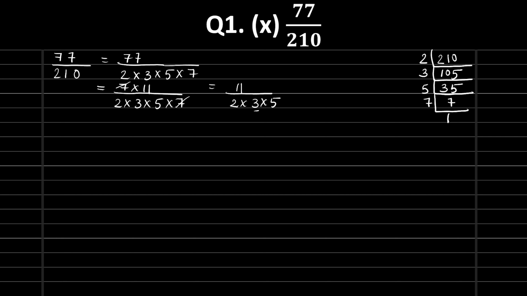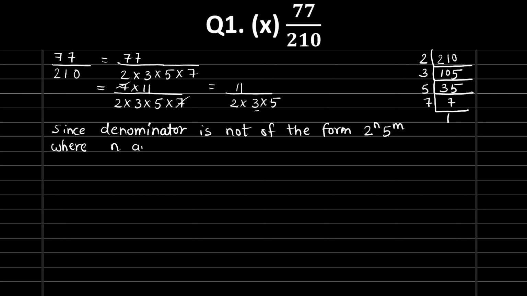So therefore, we will write down, since the denominator is not of the form 2 raised to n into 5 raised to m, we can see that apart from 2 and 5, we have 3 also as a prime factor, right? So it is not of the form 2 raised to n into 5 raised to m, where n and m are whole numbers.